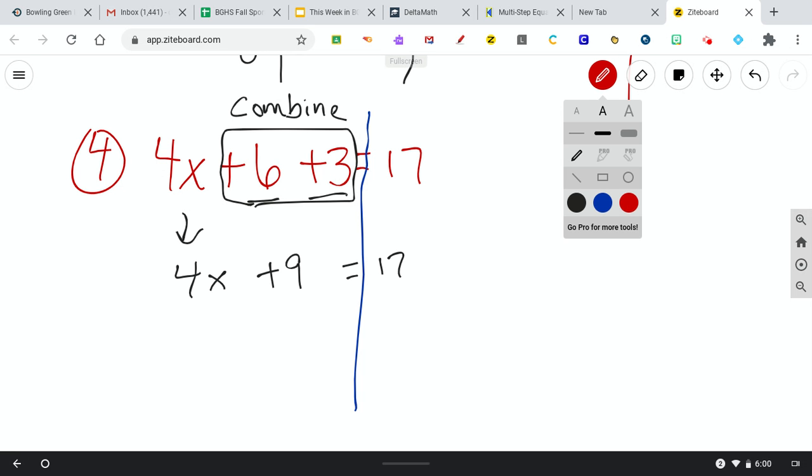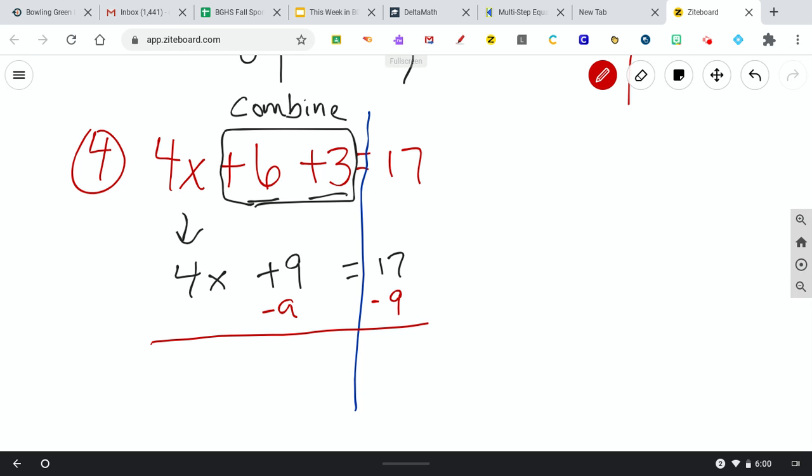Well, now, this is a two-step equation I'm solving. So minus 9, minus 9. That cancels. Now I have 4x equals 8. Now my last step, divide by 4. Divide by 4. That cancels. x equals 2.